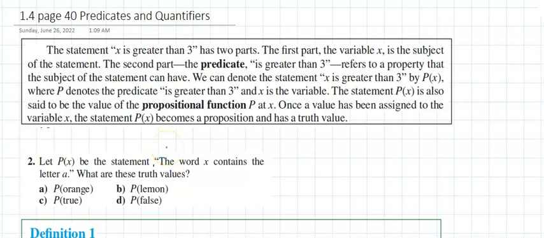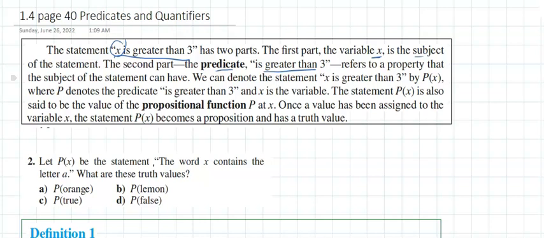Section 1.4 is on page 40. It talks about predicates and quantifiers. The statement x is greater than 3 has two parts. The first part is the variable x, which is the subject or the variable of the statement. The second part is the predicate, is greater than 3.